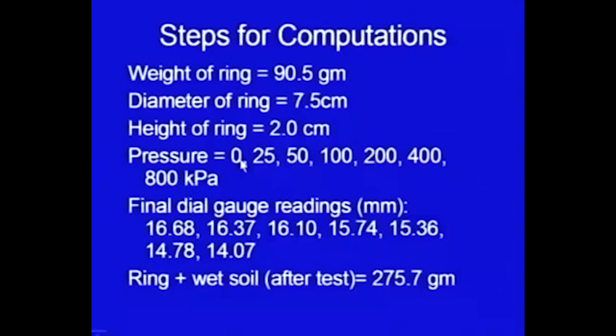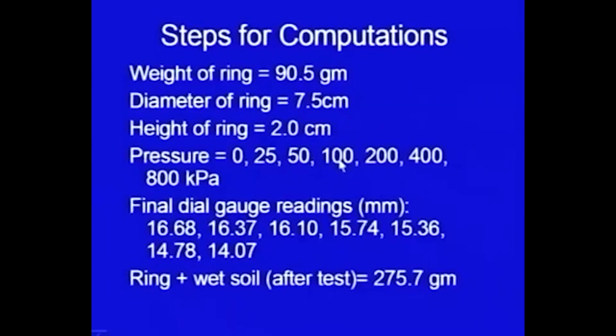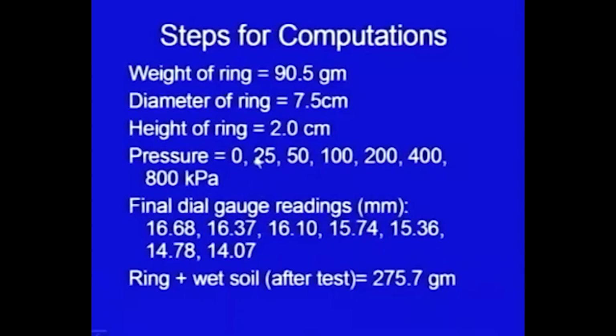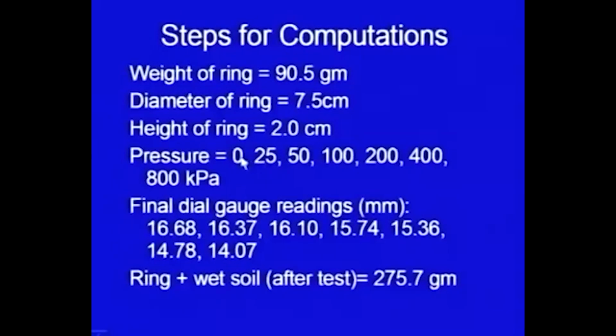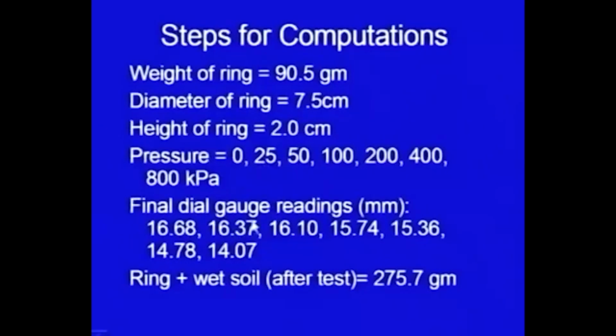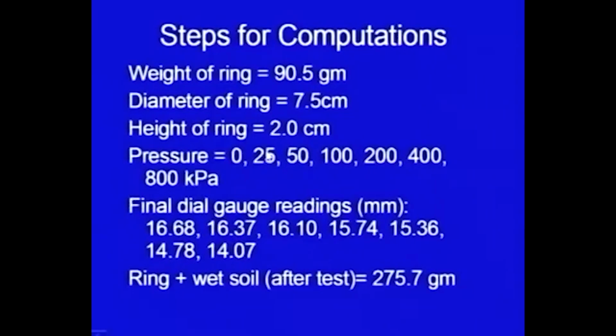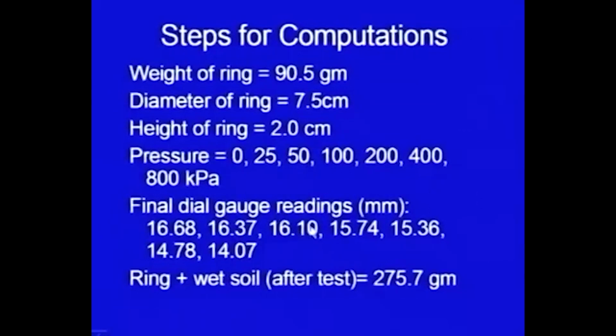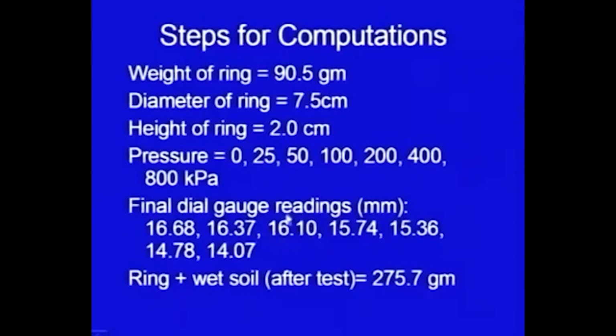First one is 0, means there is no pressure, then 25 kPa, 50 kPa, 100 and so on, and each pressure is maintained for sufficiently long duration, so that complete settlement occurs, and in general we keep every loading for 24 hours. So, corresponding to 0, this is the first dial gauge reading. Corresponding to 25, this second reading indicates the final reading corresponding to 25. When the pressure is 50, this reading 16.10 is the final reading.